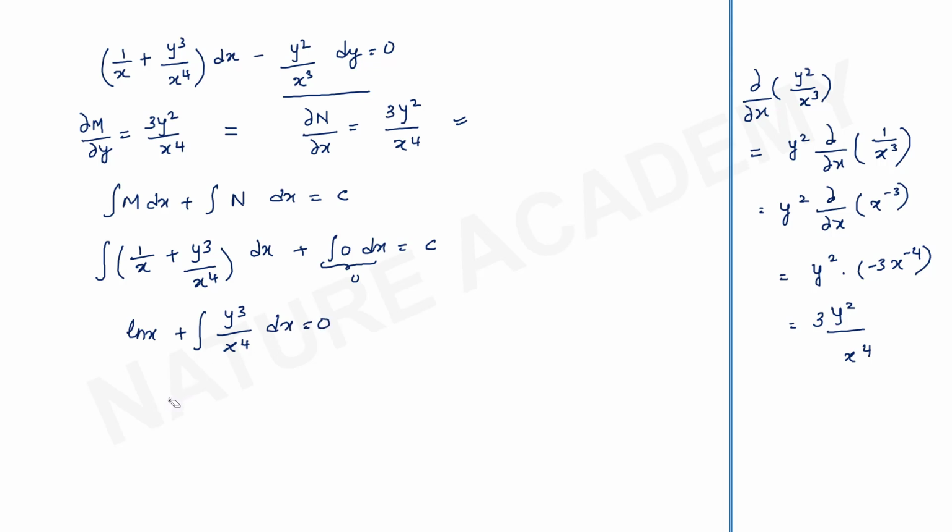Integral y cube upon x raised to 4. y cube will be a constant because we are integrating with respect to x. Then you have integral 1 upon x raised to 4. So your answer will be log x plus y cube into x raised to minus 3 upon minus 3, because minus 4 plus 1 is minus 3. So our final answer will be log x minus y cube by 3x cube is equal to c.